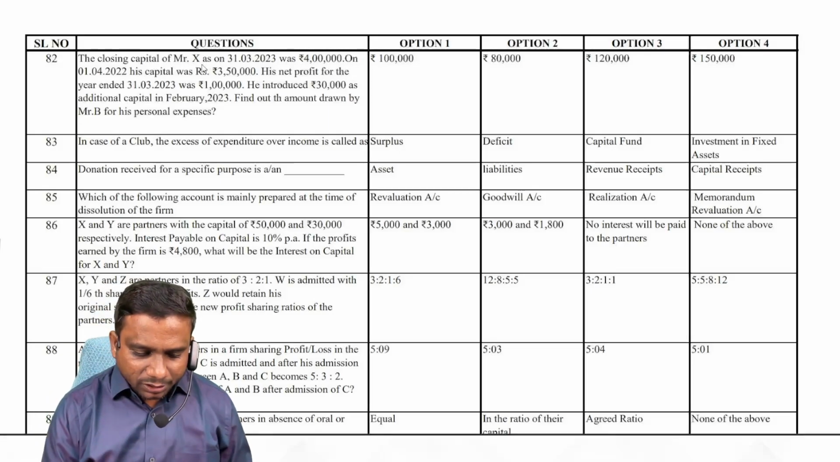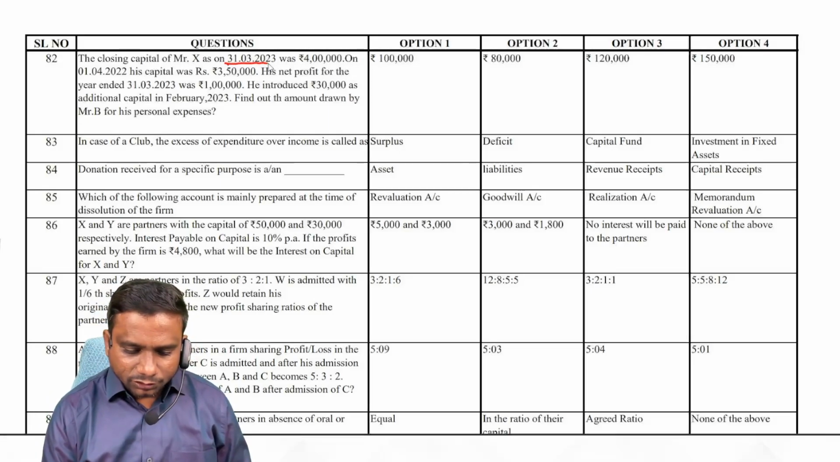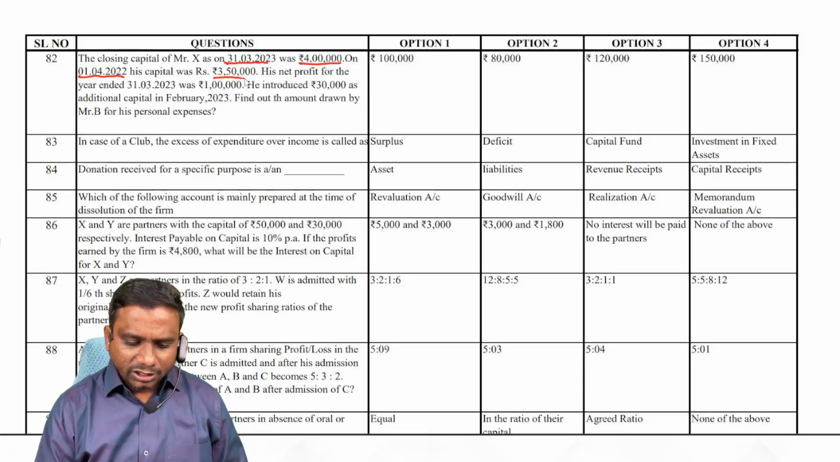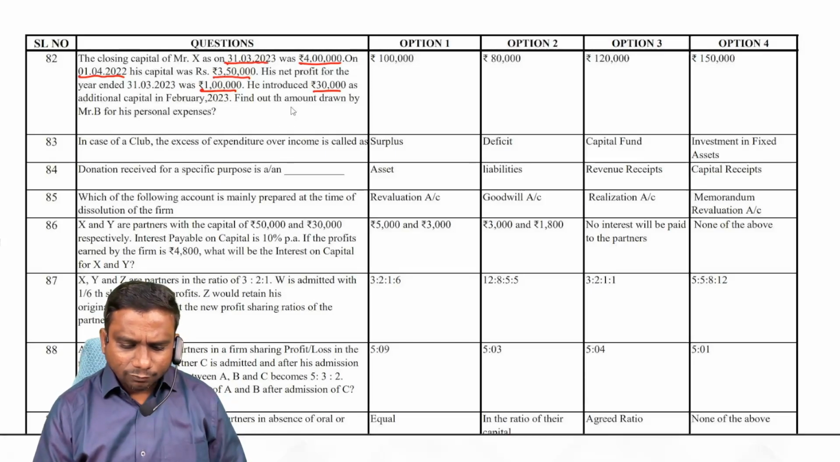The closing capital of Mr. X on 31st March 2022 is 4 lakhs, and on 1/4/2022 the opening capital was 3 lakh. His net profit is 1 lakh. He introduced 30,000 as additional capital. Find out the amount drawn. Simple.